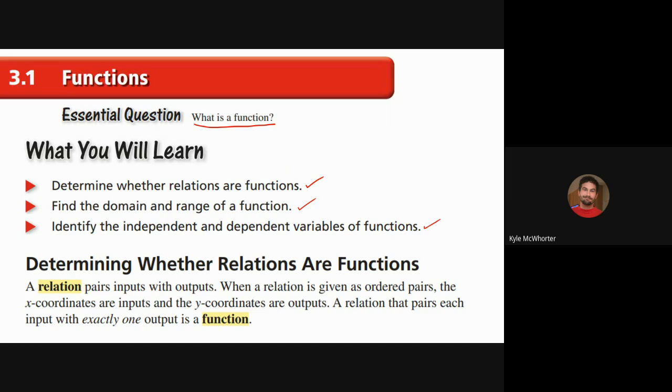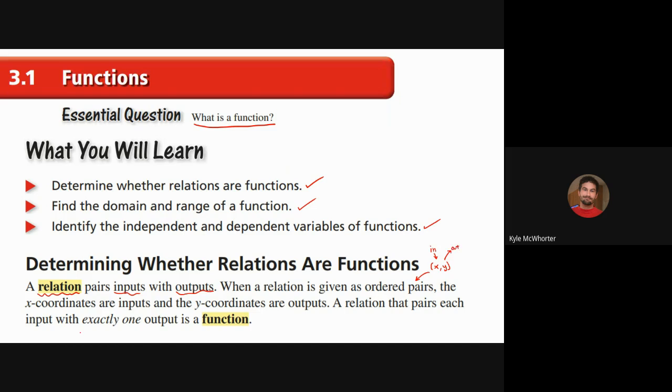So a relation is basically a rule or a mapping that pairs inputs with outputs. A certain input will be related to a certain output. When a relation is given as ordered pairs, so ordered pairs are x comma y, the x coordinates are the inputs, and the y coordinates are the outputs.